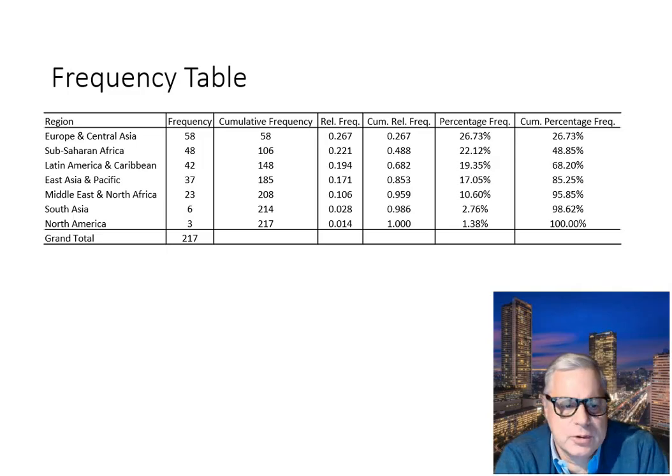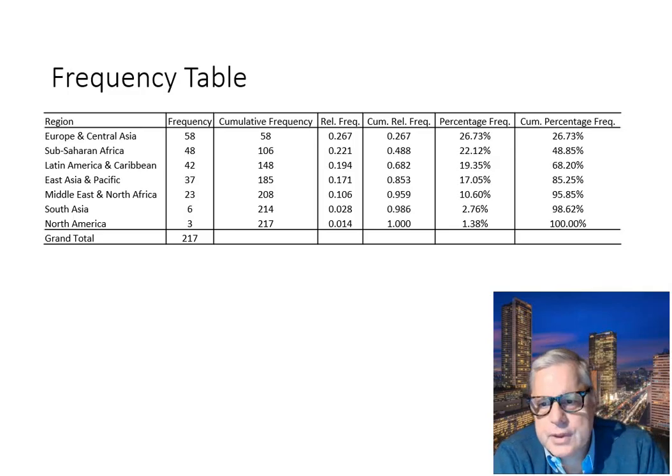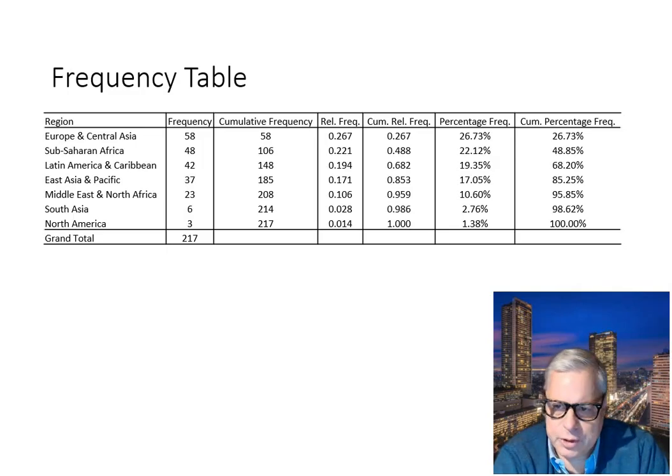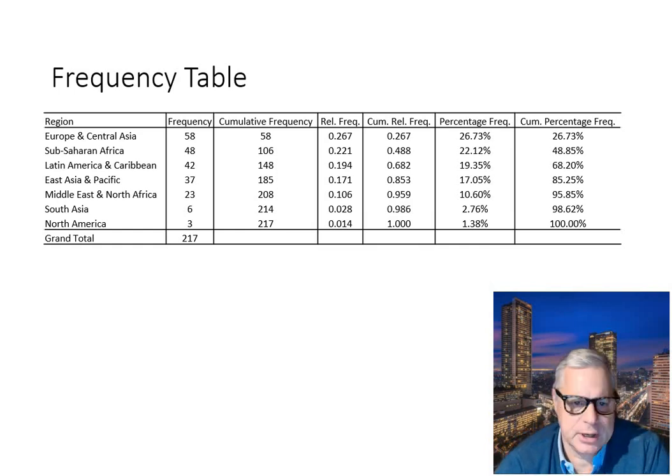So the first thing that we did is what you see here. It's a frequency table, and we typically display frequencies and cumulative frequencies, and then relative frequencies and cumulative relative frequencies, or if you prefer the percentage writing, you can also use percentage frequencies and cumulative percentage frequencies.